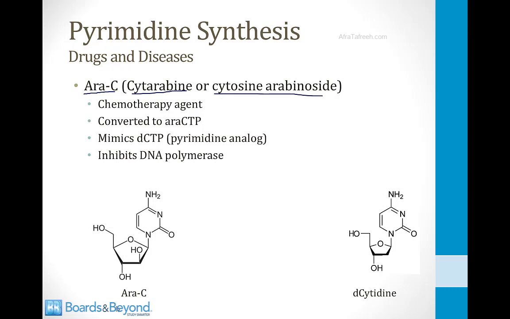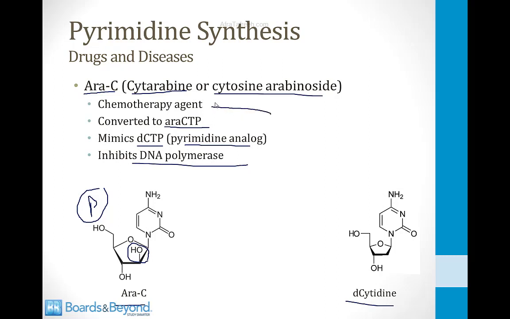If you look at the bottom of the screen here, on the left is the molecular structure of Ara-C, and on the right side of the screen is the molecular structure of deoxycytidine. You can see that they are very similar. However, there is an oxygen group oriented incorrectly and pointing up in the molecule Ara-C. Once this gets into the body, it will be converted to Ara-C triphosphate by adding 3 phosphate groups to this portion of the molecule. Once this occurs, it will mimic deoxy-CTP. It's called a pyrimidine analog, and this will bind to DNA polymerase and inhibit the enzyme. And that's why it works as a chemotherapy agent, because it blocks the ability of cancer cells to reproduce their nucleic acids and multiply and divide.